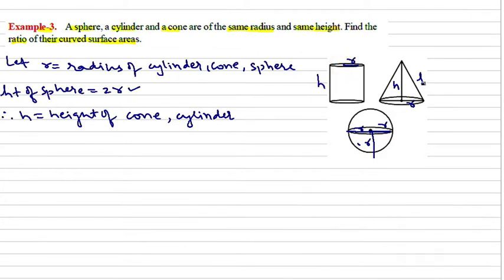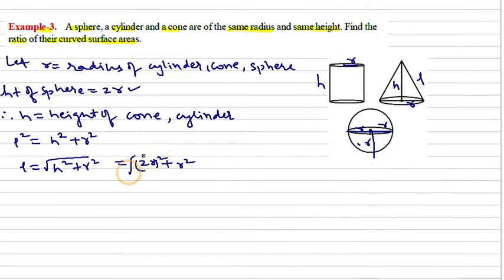Now we are going to find the slant height. L square, hypotenuse square, is equal to height square plus base square, then length is equal to square root of h square plus r square. Here in this cone also we can take the height equal to the diameter, that is 2 times r, plus radius square, whole square, which is equal to square root of 5 r square. If you separate the square root of 5 and r square, that will become square root of 5 and r.